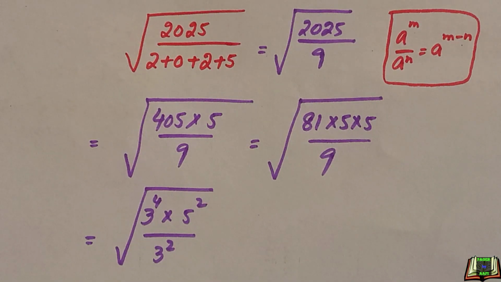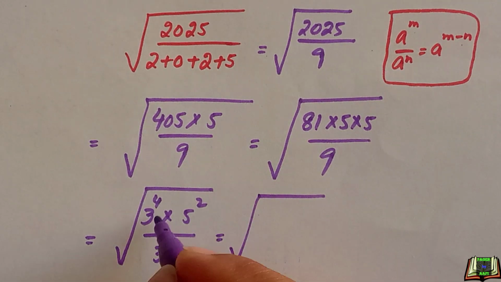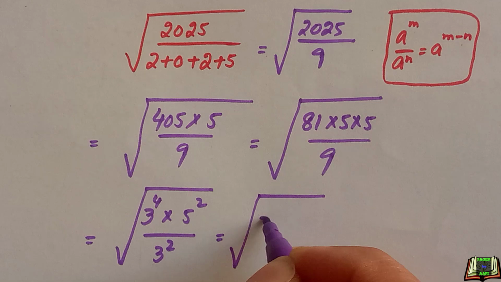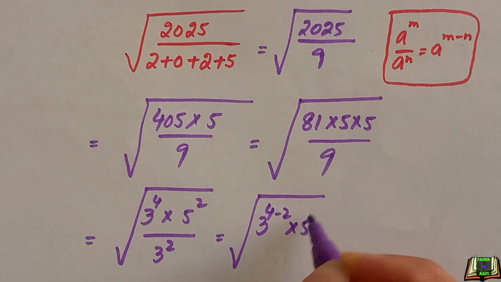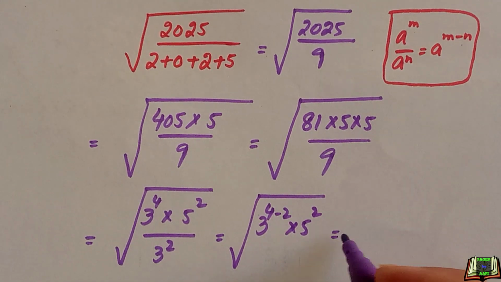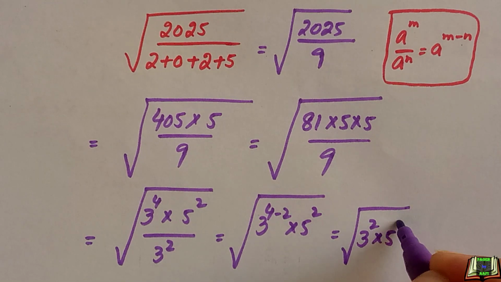So after subtracting the powers, this is equal to 3 raised to power 4 minus 2, times 5 to the power 2. 4 minus 2 is 2. So 3 to the power 2 times 5 to the power 2.